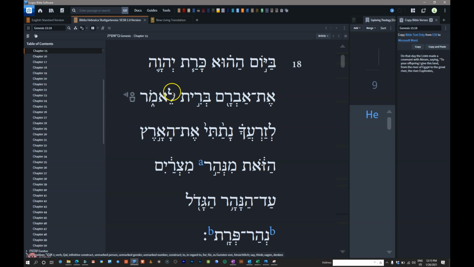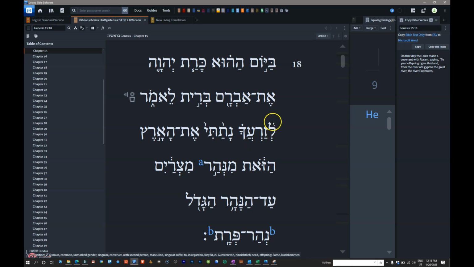Lemor. This literally means to say, but it's an idiom in Hebrew. We would just say, in that day the Lord cut with Abraham a covenant, saying, and he said, let's see here, Lezarakha.